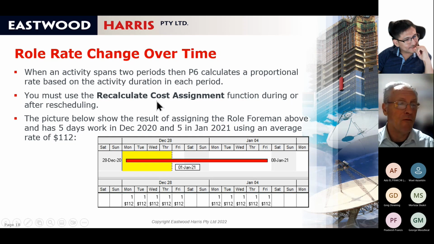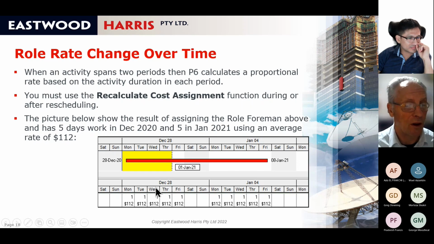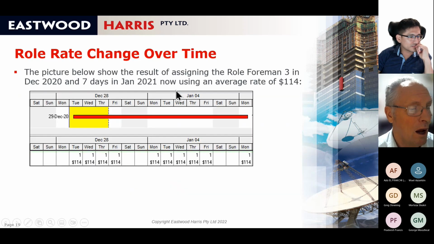Again, in version 20, the cash flow is calculated exactly the way resources are calculated if the resource rate changes over time. And obviously you must use the recalculate cost assignment function when you schedule, if the activity moves into a different time period, if you want the cost recalculated. And obviously here, where I got 3 days in the old time period and 7 in the new, you can see that it's gone up a little bit.